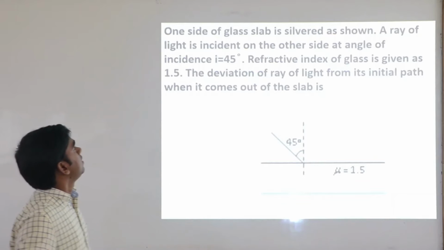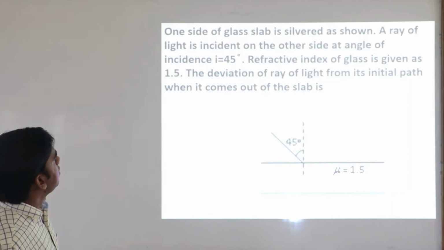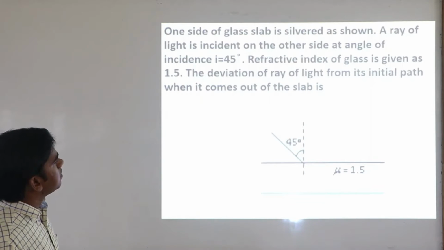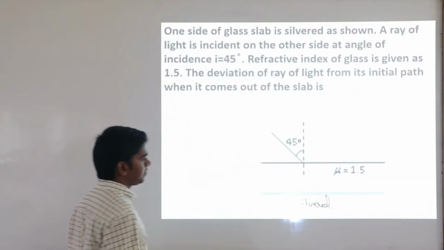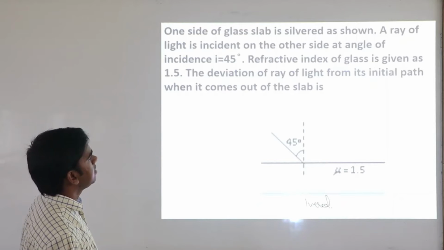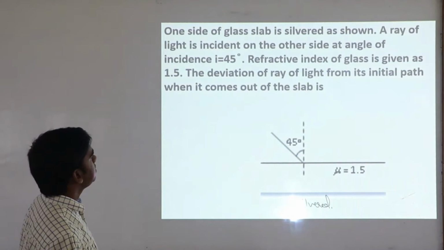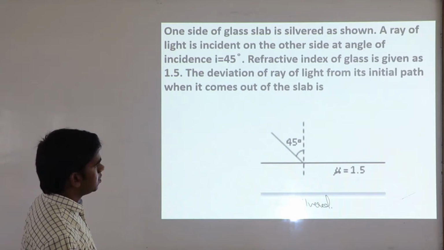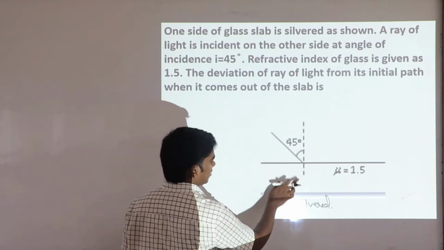So next one: one side of a glass slab is silvered as shown in the figure. A ray of light is incident on the other side at an angle of 45. So here it is silver, here it is silver. So the angle of incidence is 45. The refractive index of glass is given as 1.5. They are asking the deviation of the ray of light from its initial path when it comes out of the glass slab. Okay. So first we have to check, since it is moving from rarer to denser, no need to check.